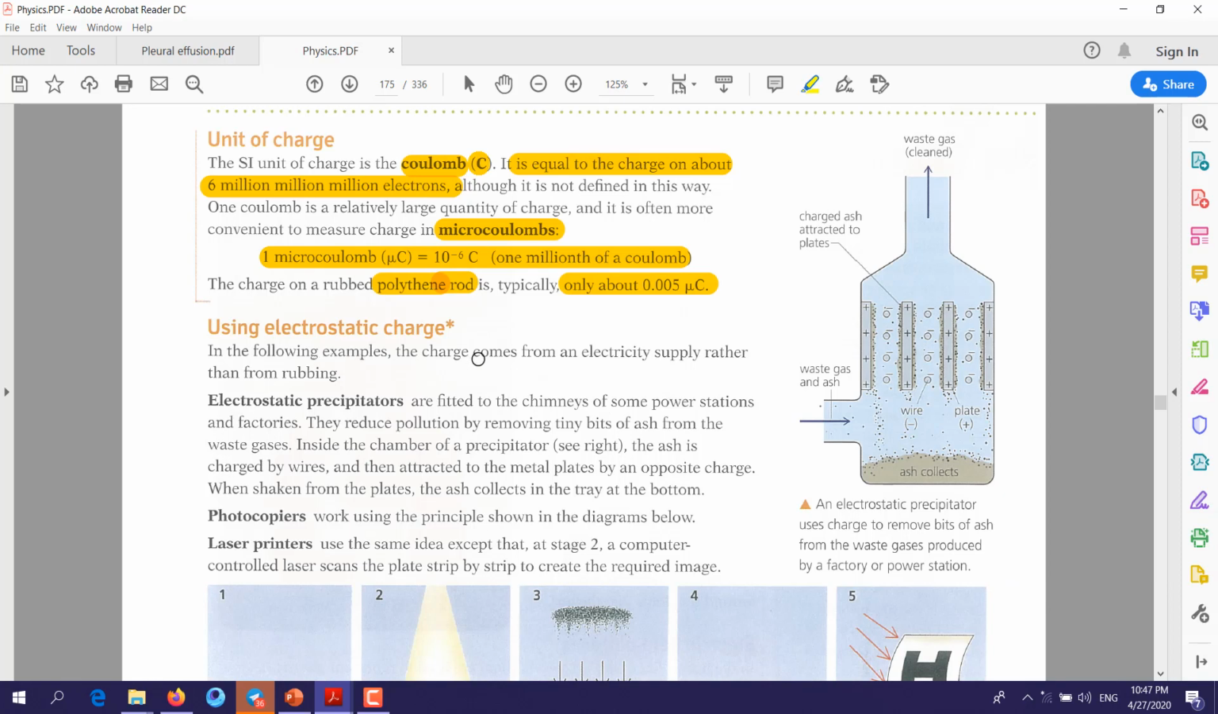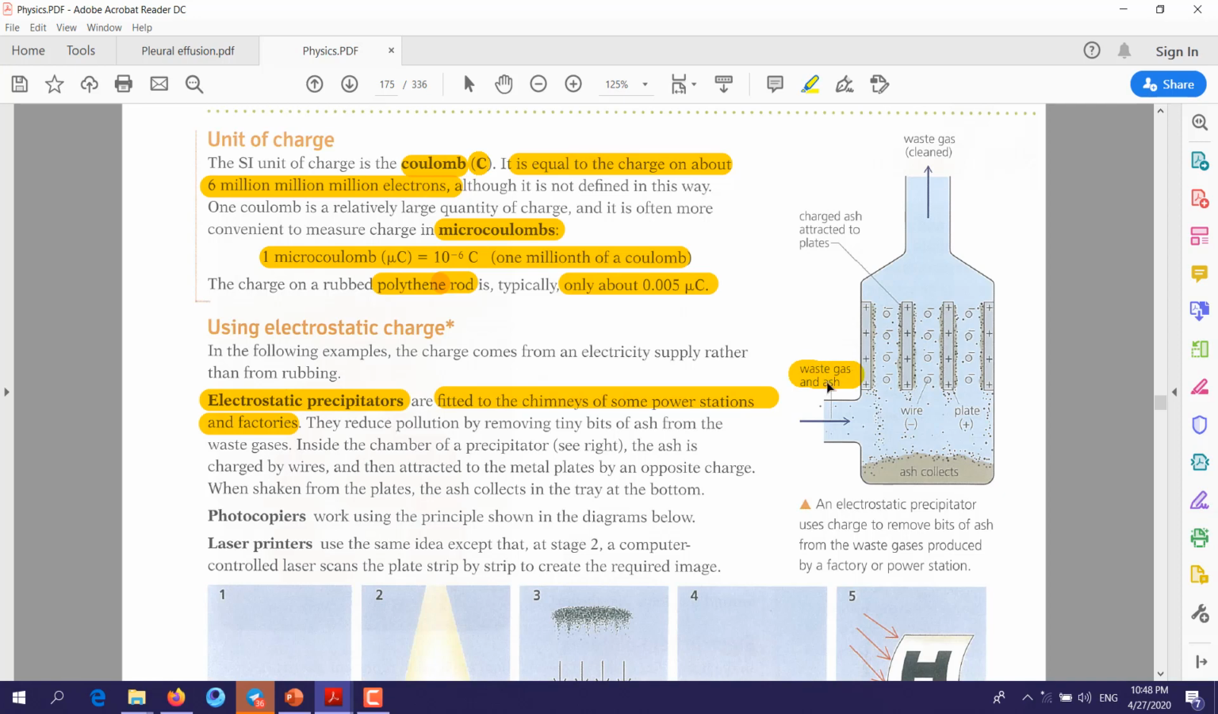Using electrostatic charge. Here we have some of the uses of electrostatic charge. For example, the first example is electrostatic precipitators. From its name, it means making things precipitate or settle down with the help of electrostatics. Electrostatic precipitators are fitted to the chimneys of some power stations and factories. How does it work? If you look at this diagram, this is a chimney.